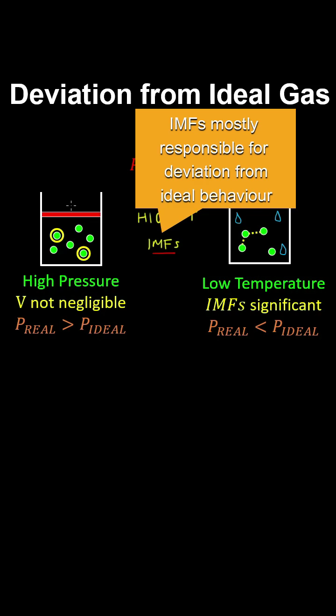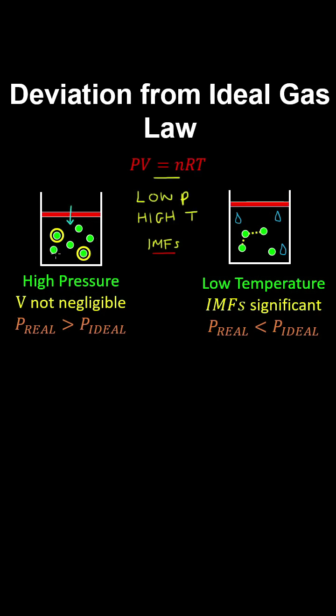So if we look at scenario 1 where we compress the piston such that the volume of the gas gets smaller, then the volume of the gas particles is no longer negligible compared to the volume of the gas. Given that the ideal gas law assumes that the gas particle is a point, the pressure of the real gas is greater than that of the ideal gas.